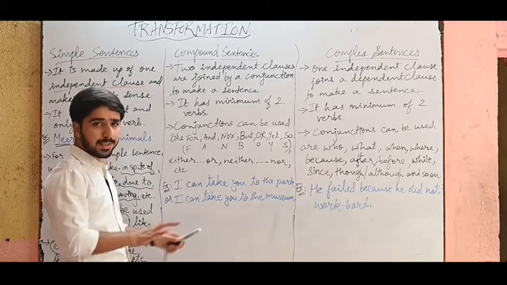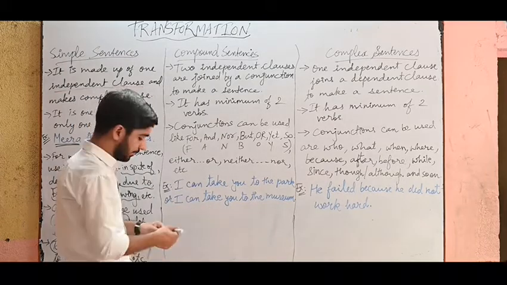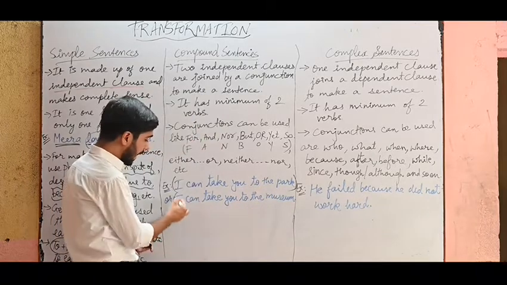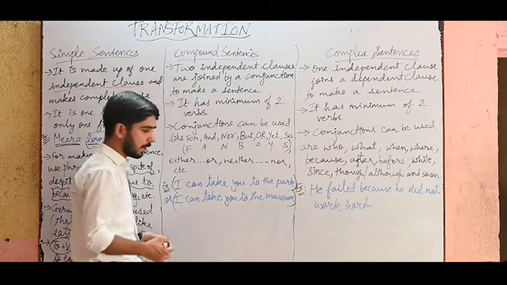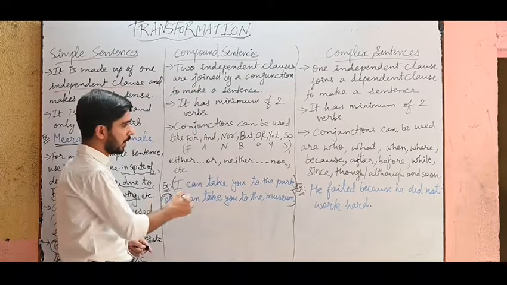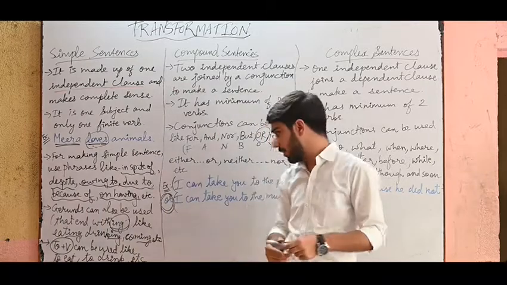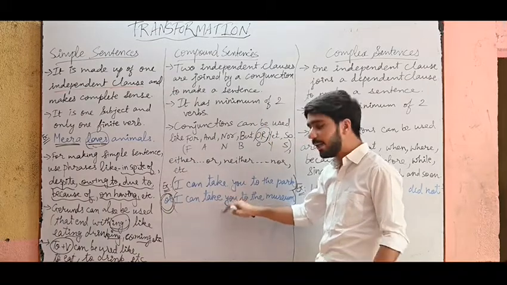Now here I will divide the sentence into two independent clauses. I can take you to the park, one clause. I can take you to the museum, that is the second clause. And there is one conjunction. And which is the conjunction? "Or." So that is a coordinating conjunction. And here are two independent clauses.